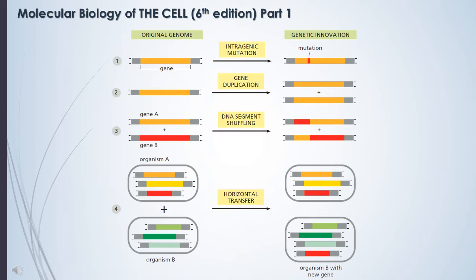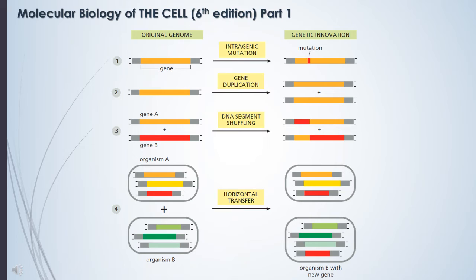Here is a cartoon representation of genetic innovation. The first one is intragenic mutation. So an error is introduced into the DNA. That error is not fixed, and in a progeny cell, that error becomes incorporated into the DNA. Now, most of these mutations are unfavorable and will result in cellular death, but some of them may be incorporated and down the line may result in a favorable outcome.